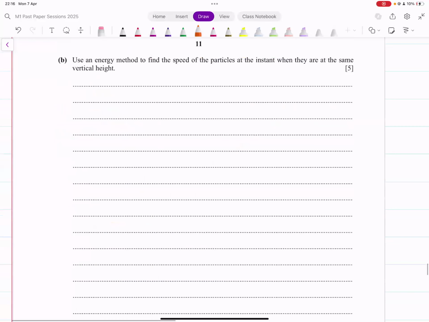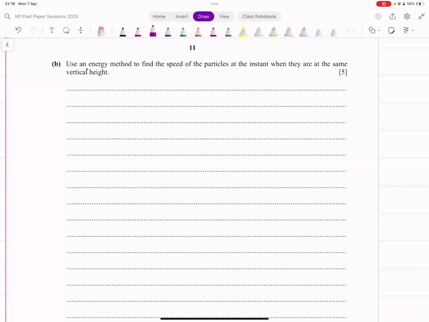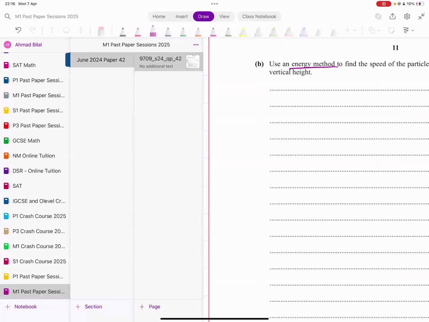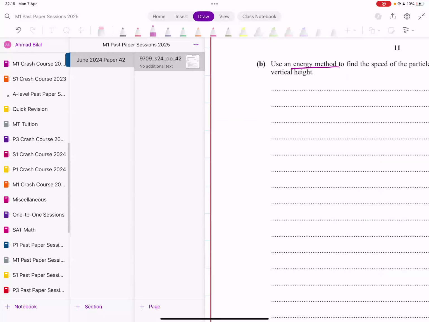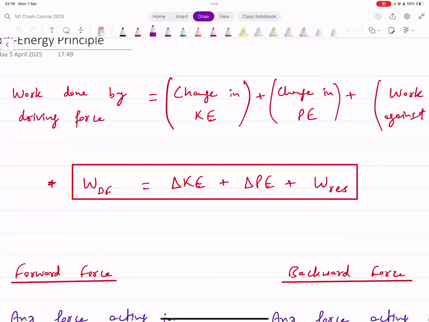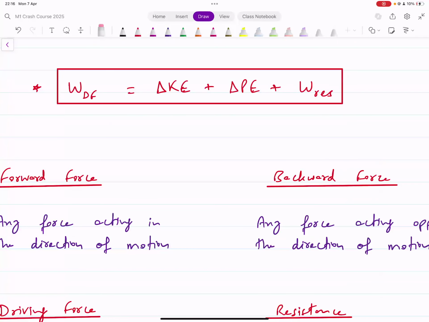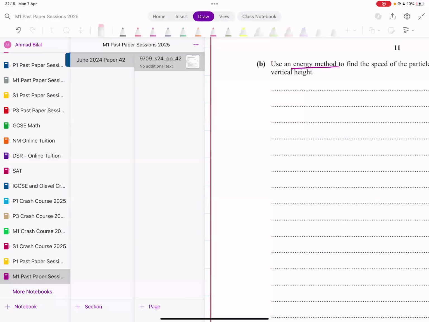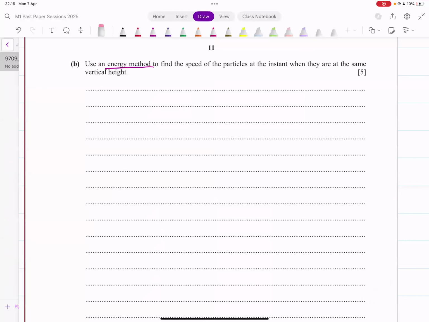What does that mean? Whenever it says energy method, that basically refers to this work energy principle. Work done by driving force is change in kinetic energy plus change in potential energy plus work done against resistance. Okay, that's what the energy method refers to. Okay, to find the speed of the particles at the instant when they are at the same vertical height.